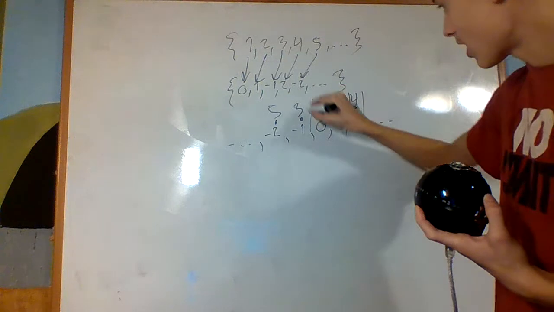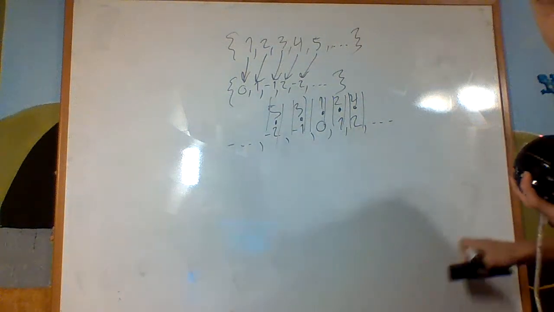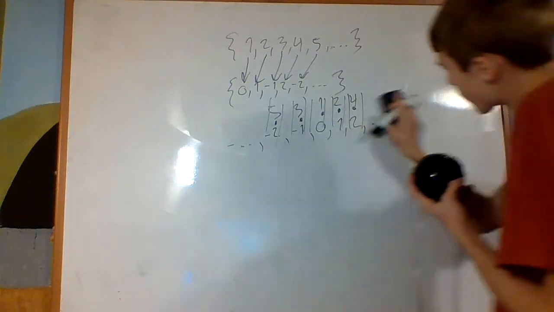Maybe write it like that. Right? So we just list them out. That's it. So can we do that with the rational numbers, the set of all fractions? Well, I'm going to list out the rational numbers, and I'm going to show you that they are the same size as the integers.